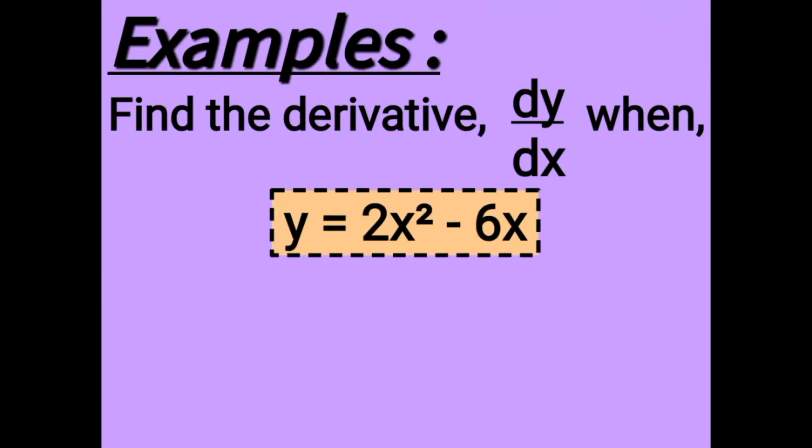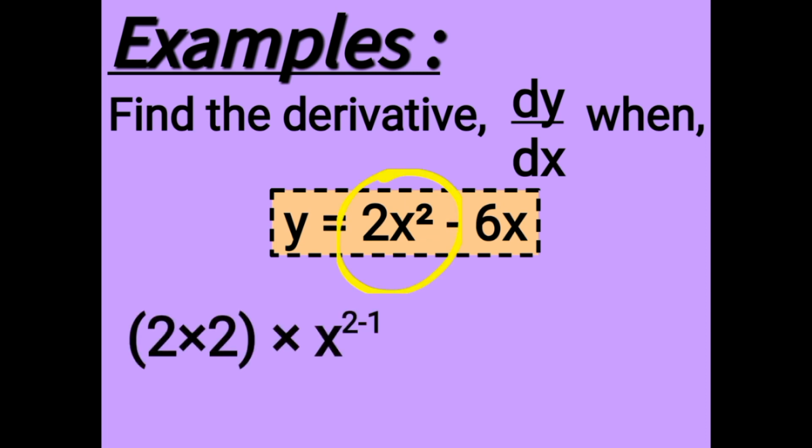Find the derivative dy over dx when y equals 2x squared minus 6x. Here, since we have more than one term, we have to differentiate the terms one at a time. Let's start with 2x squared. To differentiate 2x squared, we multiply the constant 2 by the power 2 and subtract 1 from that power. Then, 2 times x to the power 2 minus 1 equals 4 times x to the power 1 equals 4x.